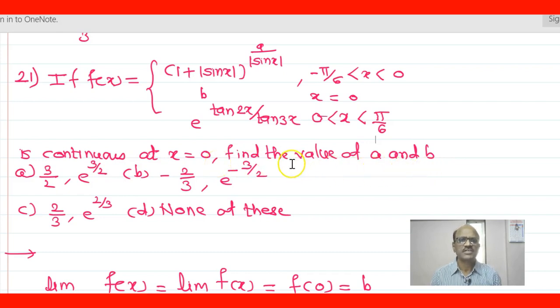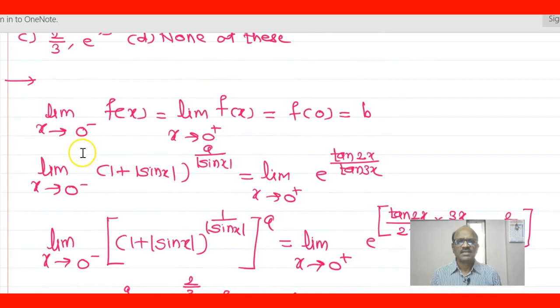Now the given function is continuous, therefore its left limit is equal to the right limit, which is equal to the value of the function. The function breaks here at the point 0. Here we will find the left limit, because x is less than 0, and the right limit, because x is greater than 0. Now let us start. Limit x tends to the left limit, f of x is equal to limit x tends to the right limit, is equal to the value of the function, that is f of 0.